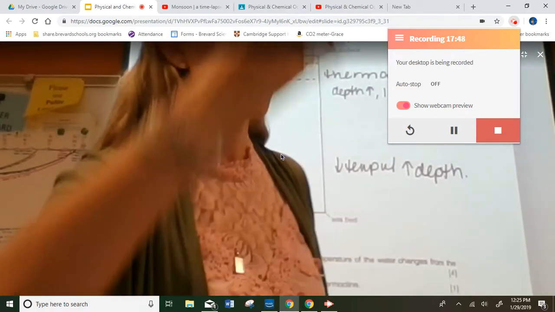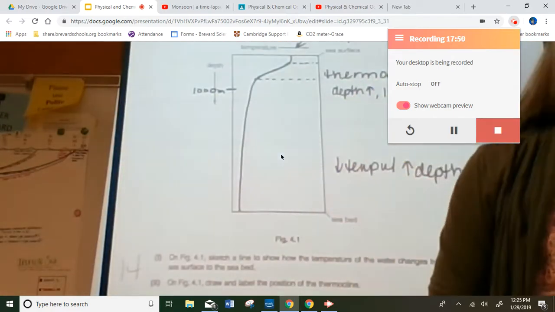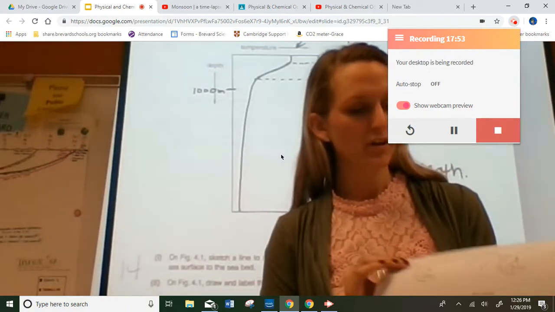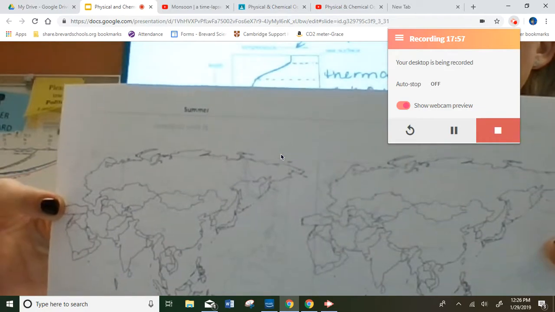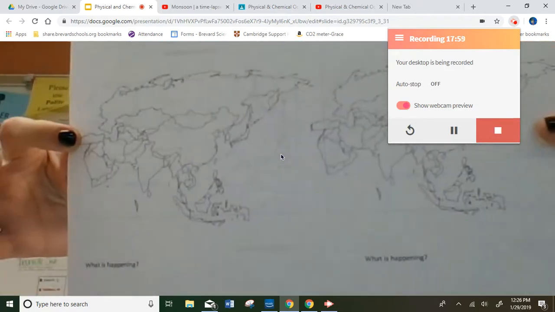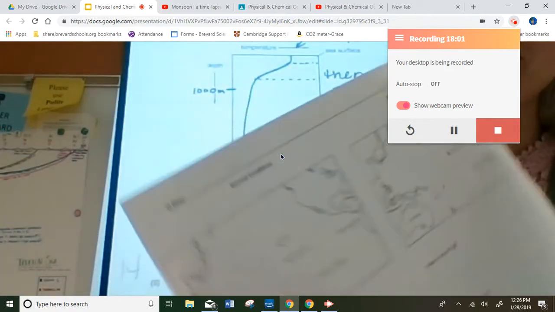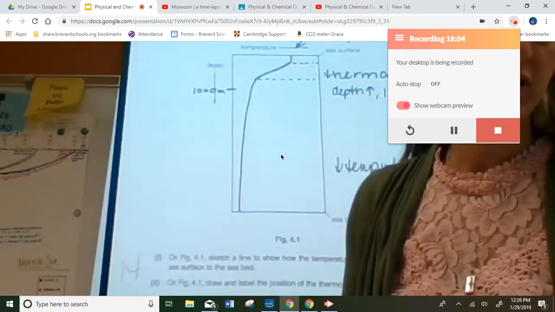Okay, awesome. I'm back. Now I'm going to annotate the picture for you that you have on the back of your El Nino paper. We're going to do the monsoons now.